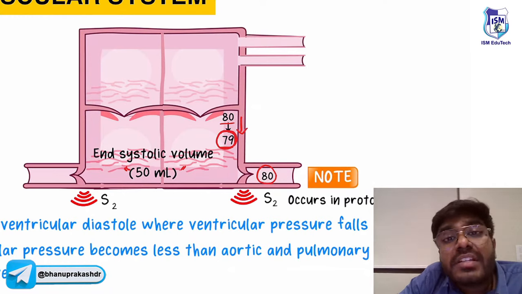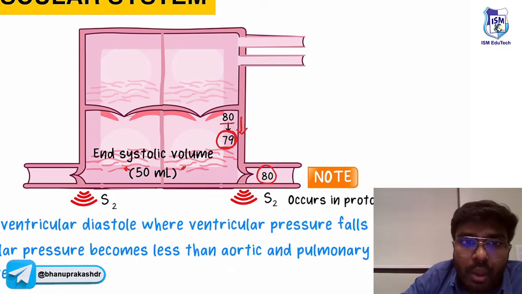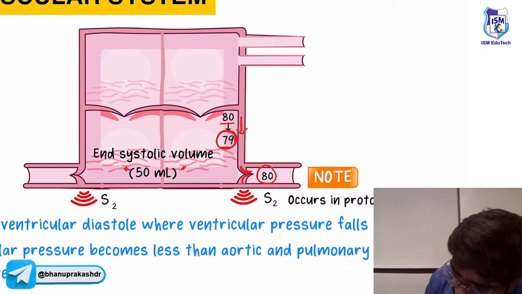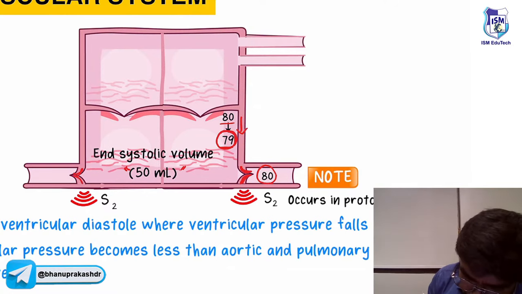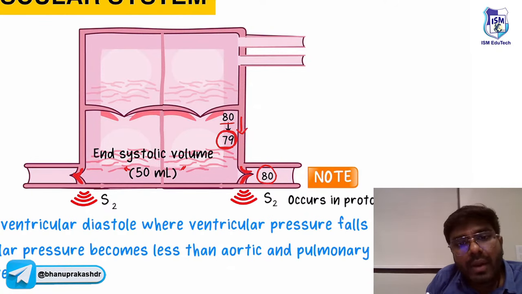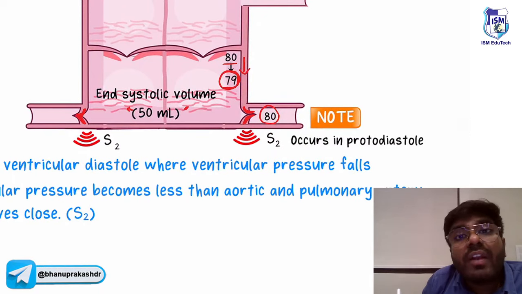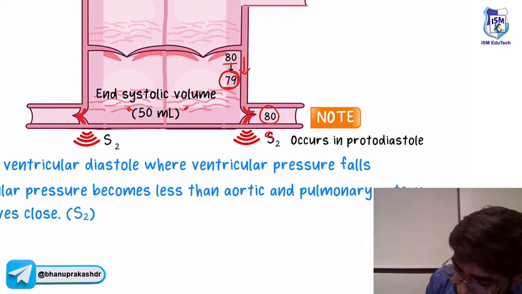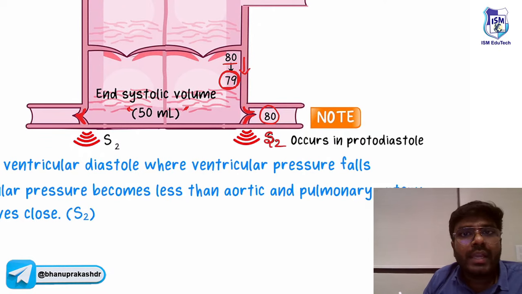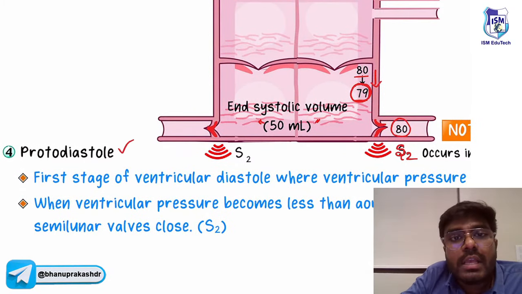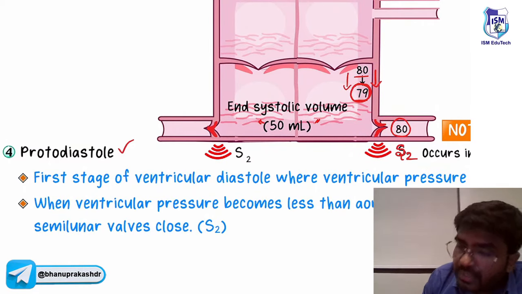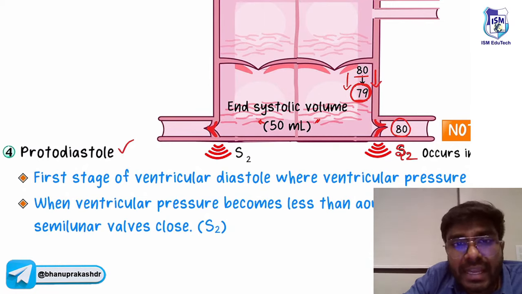When the ventricular pressure is less than the aortic pressure, what happens immediately to the valves? On the left side, the aortic valve is going to close. On the right side, the pulmonic valve is going to close. The closure of the aortic valve and pulmonic valve causes the S2 heart sound. In which phase do you hear the S2 heart sound? In the phase called protodiastole, when the pressure in the ventricle falls from 80 to 79 and becomes less than the aortic pressure.